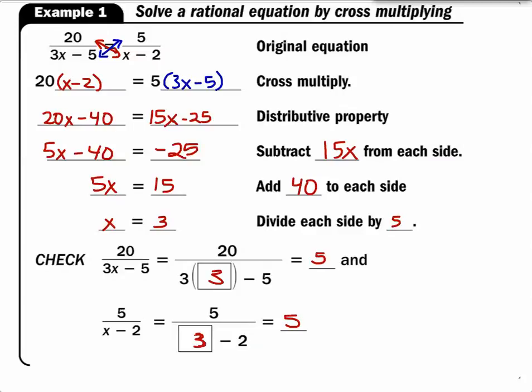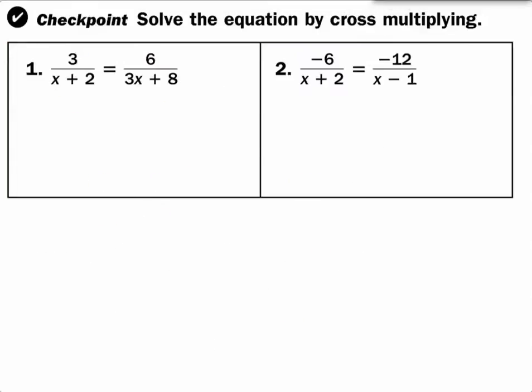Now, checkpoint. I mean, it's pretty straightforward, so this should be something that we can jump straight to. I'd like you to go ahead and try checkpoint 1, please, on your own. I'll do the usual pausing for a few seconds. You can pause the video, come back and see how you did.